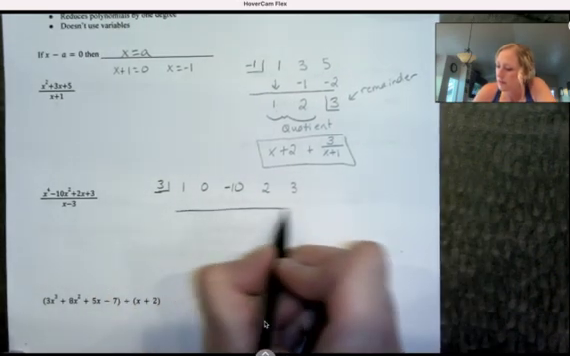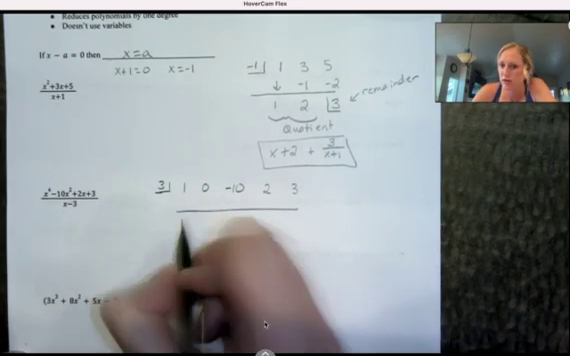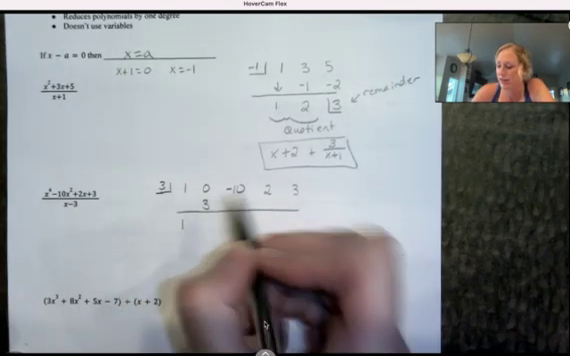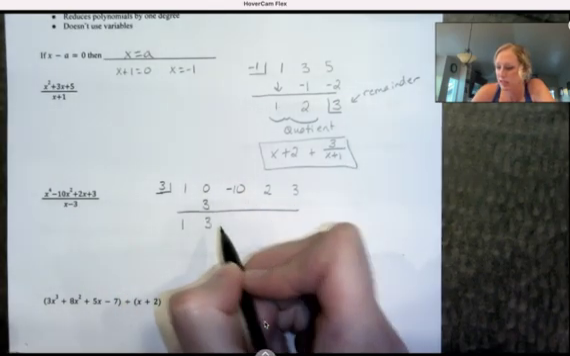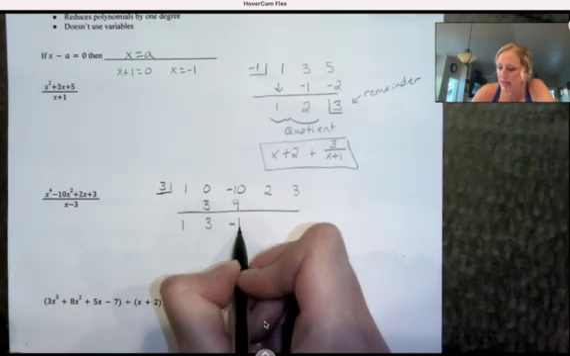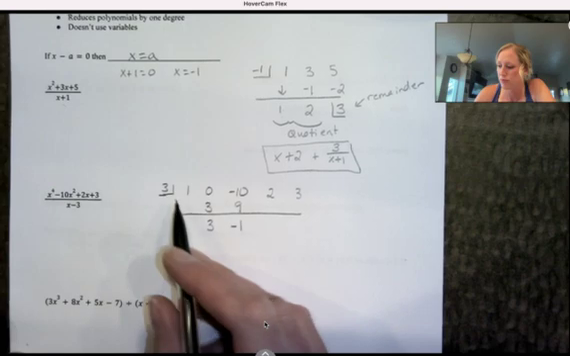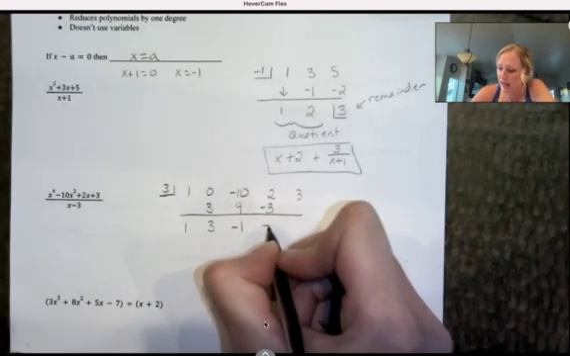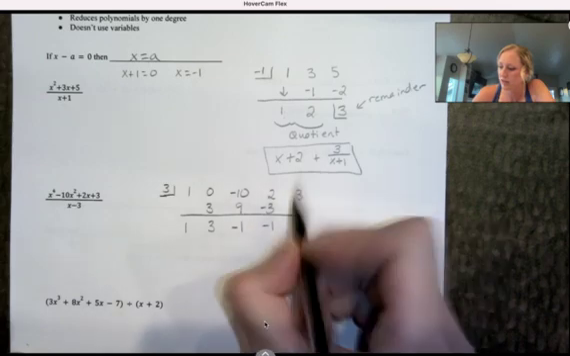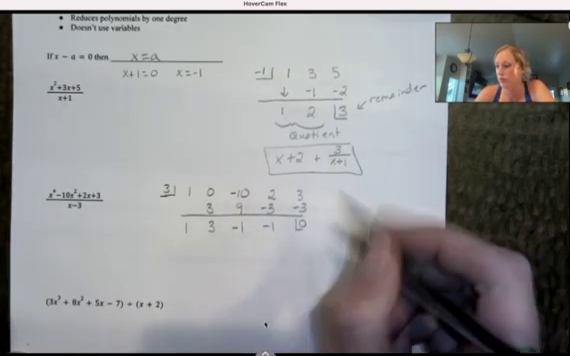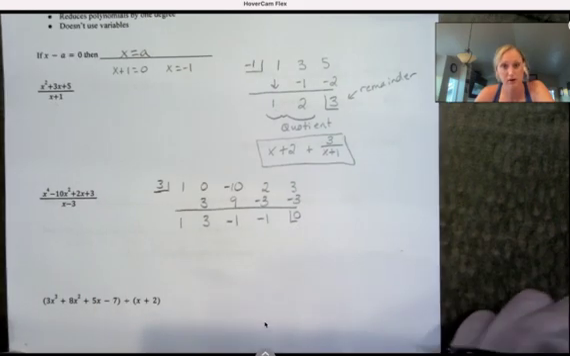Draw my line. Bring down the first one. 3 times 1 is 3, and then add. 0 plus 3 is 3. Repeat. 3 times 3 is 9. Add, get -1. 3 times -1 is -3. Add. 3 times -1 is -3. Add, and we get 0. So in this case, my remainder is 0.